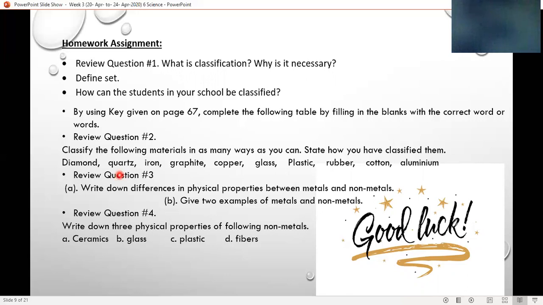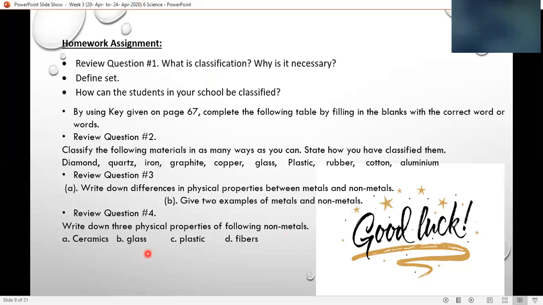Then review question number 2: classify the material in as many ways as you can. So you just make a table and classify the material. Review question number 3: write down the differences in physical properties between metal and non-metal. You can draw a line in between, right? Metal on one side, non-metal on the other side, and you can write them down. Okay, and lastly, write down the physical properties of metals, non-metals, ceramic, glass, plastic, and fiber. So you can write the physical properties that are written in your book and in the assignment as well.